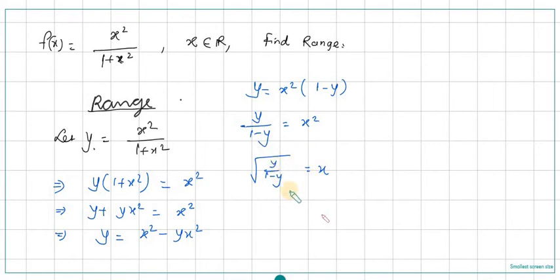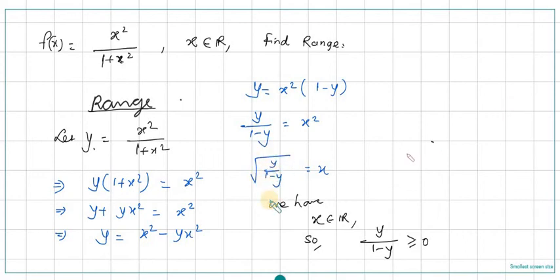Now from here, how do we find that range actually? So we see what we have: the square root of y over 1 minus y. x belongs to R, it means x is real, and so this square root is defined only if y over 1 minus y is greater than or equal to 0, correct? Because any square root will be defined only if the inside expression is positive.